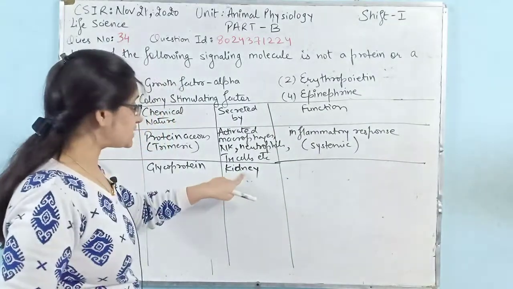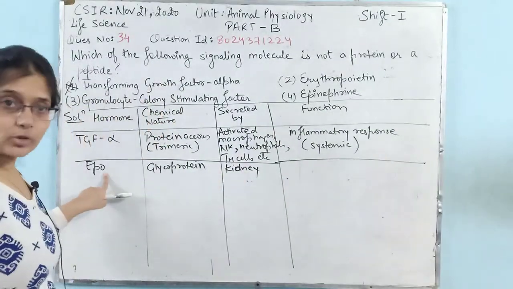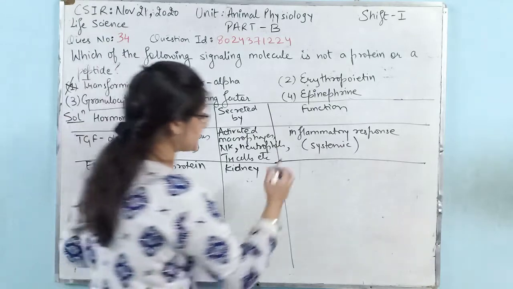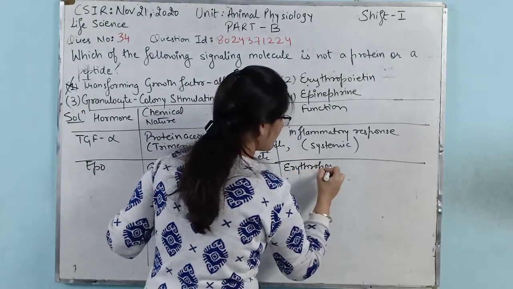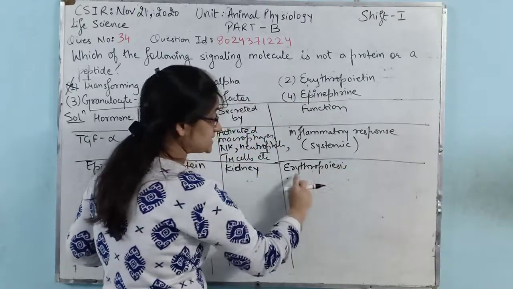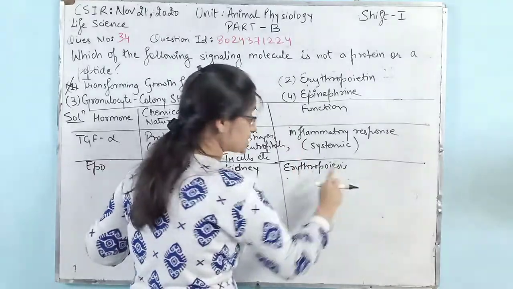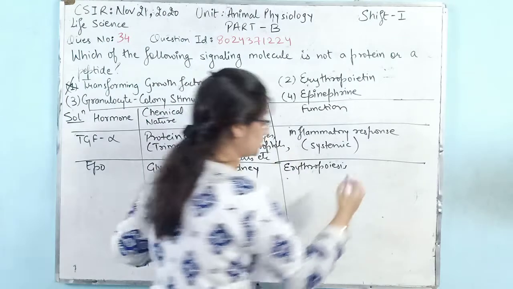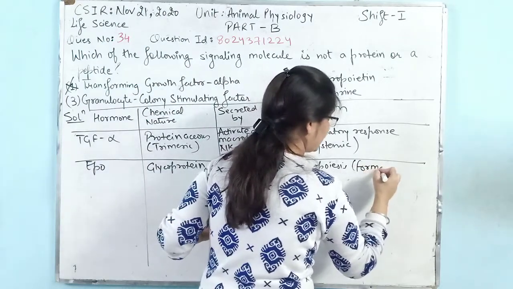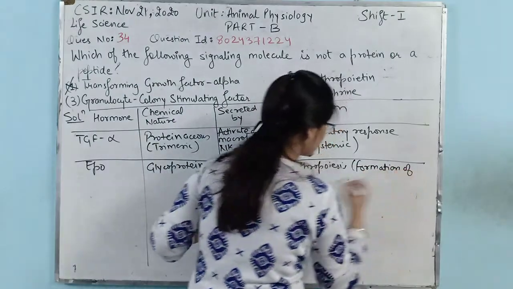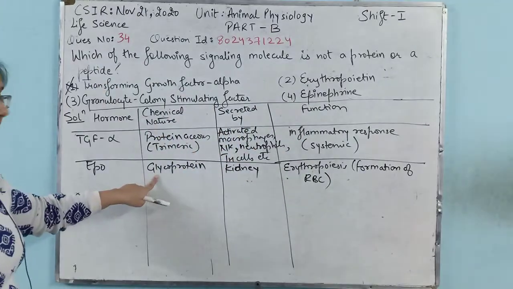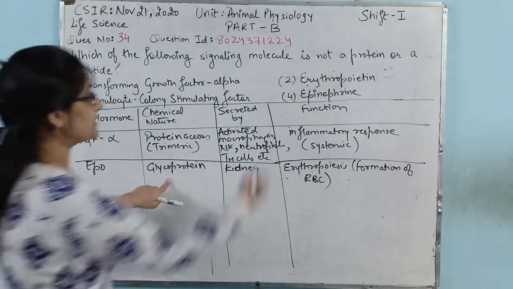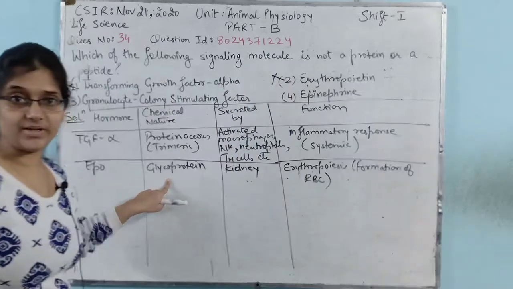So in that condition, the kidney secretes erythropoietin hormone, and this is basically responsible for erythropoiesis, which means erythro means RBC, poiesis means synthesis or formation. So this is involved in formation of RBC. This hormone is glycoproteinaceous in nature, hence this option is also eliminated.